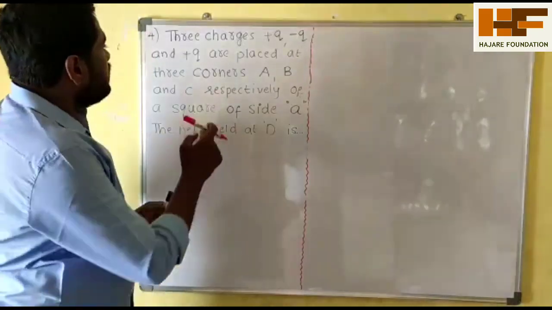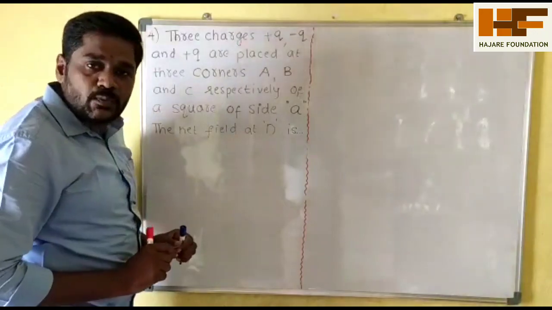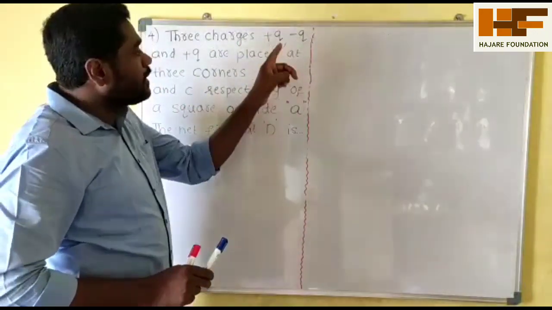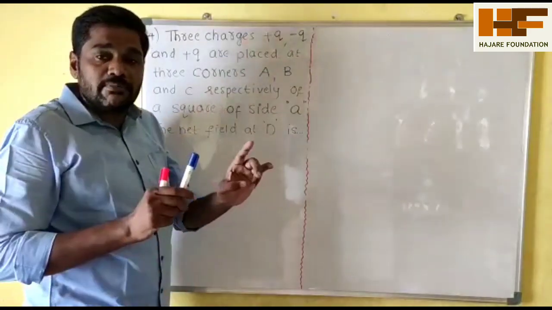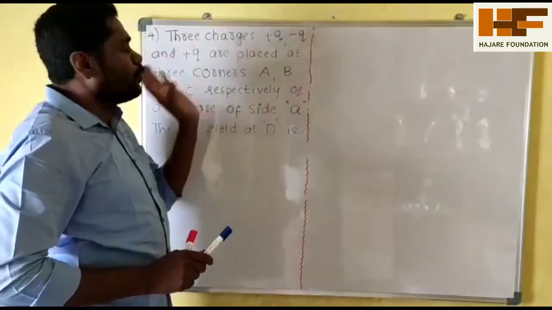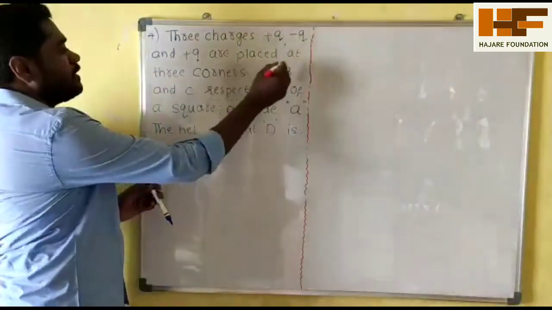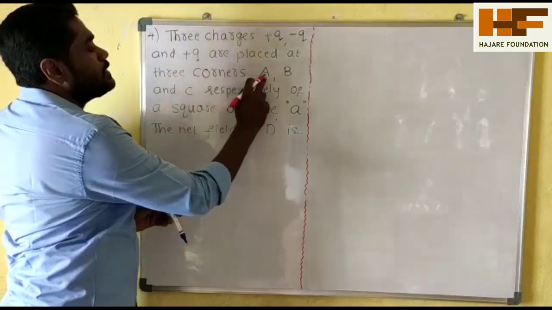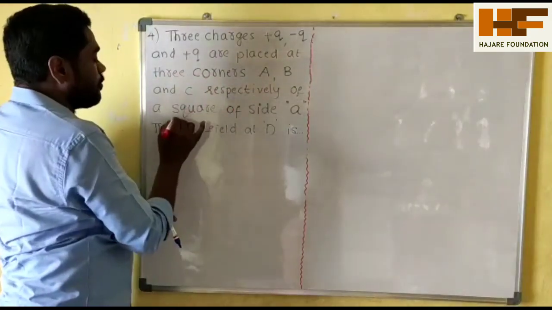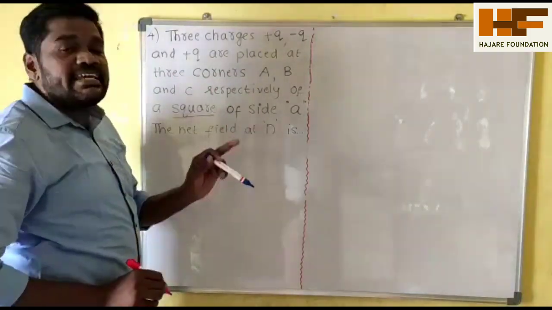Now let us discuss 3 charges: plus q, minus q and plus q. Means, out of the given 3 charges, 2 are similar and equal, but one is opposite. All have the same magnitude, q, q, q, but one is a negative charge. So what is the matter here? They are placed at 3 corners A, B and C respectively of a square of side A. The net field at D is what?